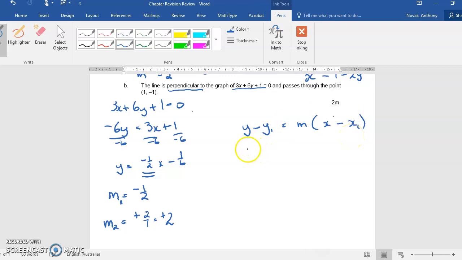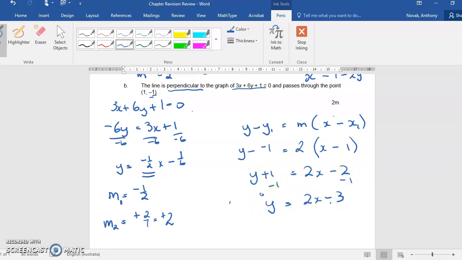Let's see if I don't stuff it up this time. That's y minus y1, which is minus 1. The gradient we just worked out is 2. 1 is the x value. I won't do it all in one step, so I'll do the expansion and the simplifying. It's 2x minus 2. Subtract 1 from both sides. y equals 2x minus 3. And now we bring everything to one side, and I'll subtract y from both sides. So I have 2x minus y minus 3 equals 0.